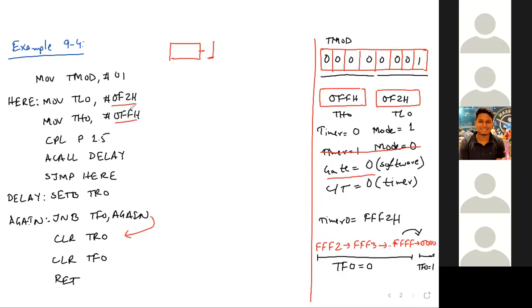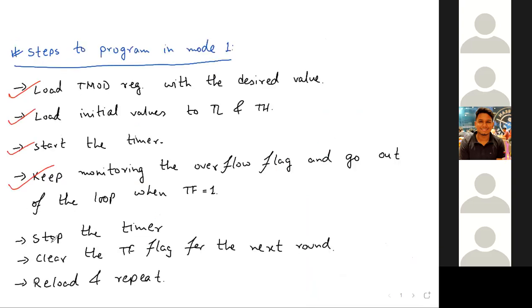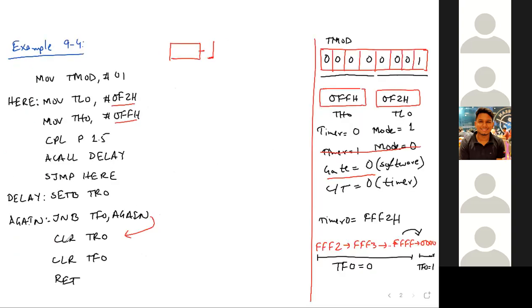Based on these values, this is how your timer works. It will start from this value. It will roll all the way to FFFF. Then when it rolls over to 0, we understand that the desired delay has been reached. So your overflow becomes 1, telling the microcontroller that the timer has completed its operation. Then you have to come out of the loop, stop the timer and clear the timer flag. That's what we do.